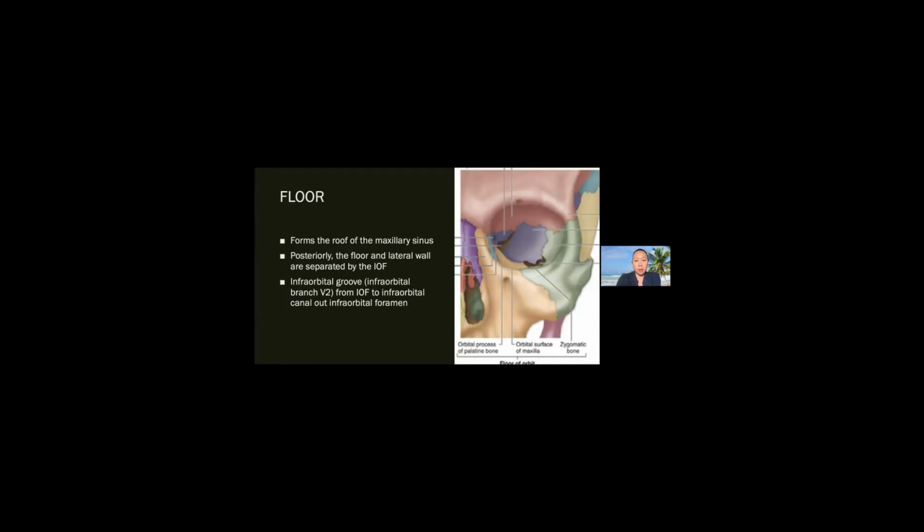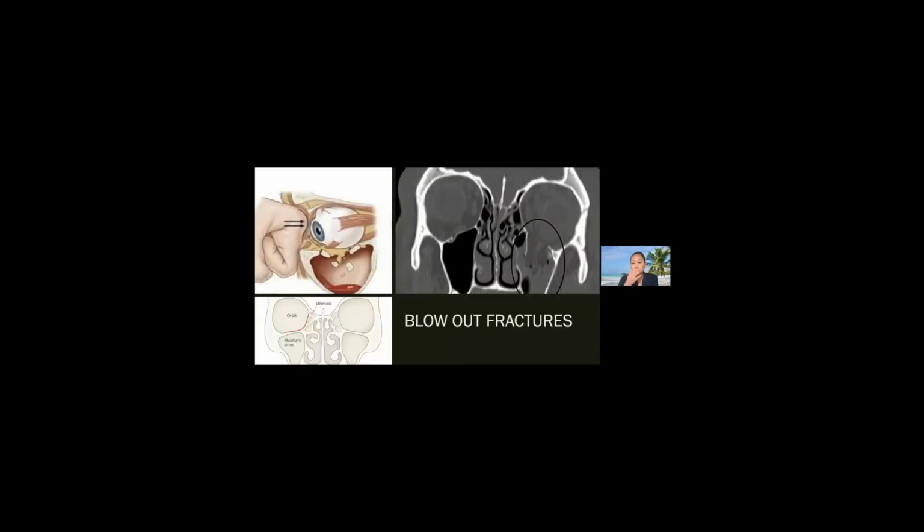It has an important foramina, the infraorbital groove, which is where the infraorbital nerve travels through the infraorbital canal out through the infraorbital foramen to innervate the cheek and the lower eyelid. This is also important because it's also a very thin layer of bone, and it is commonly seen in blowout fractures. If you get punched in the eye, oftentimes the globe ends up in the maxillary sinus, which requires oculoplastics, ENT to repair that.